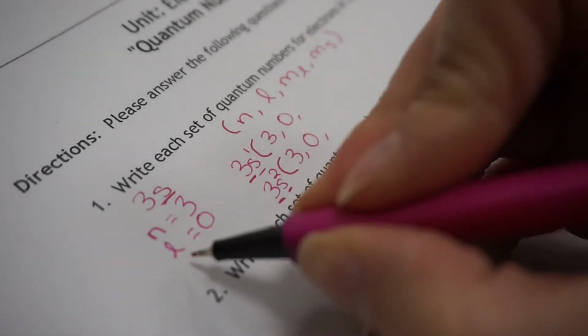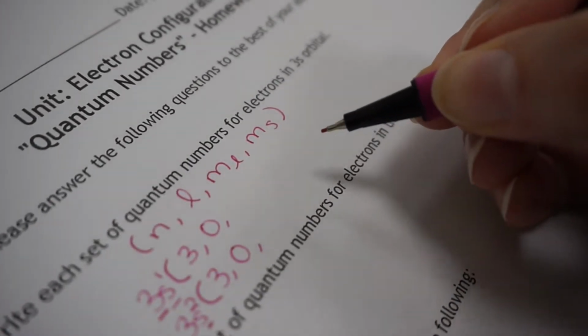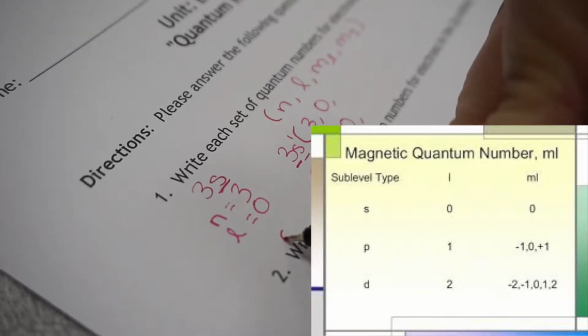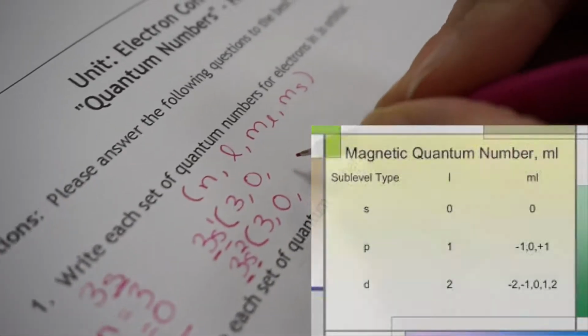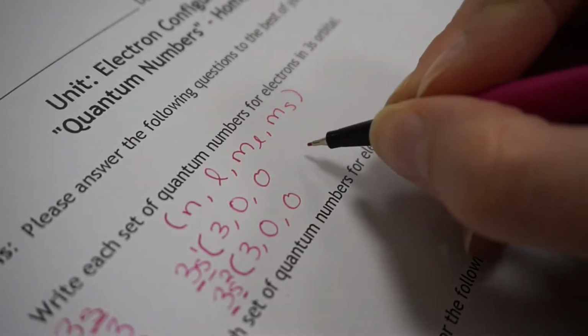All right, so then we have the m sub L and the m sub S. Since L equals 0, the only sublevel we'll have for S is 0. So technically, both of them are going to equal 0. Okay.